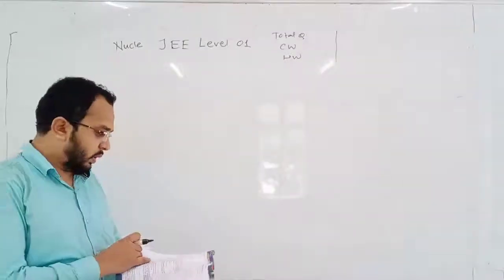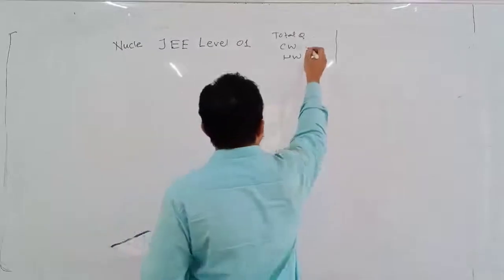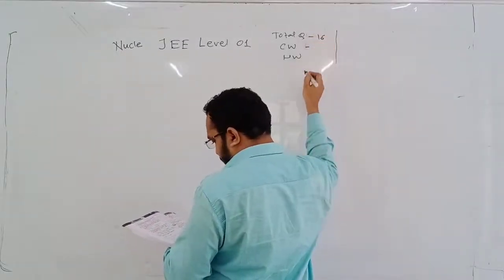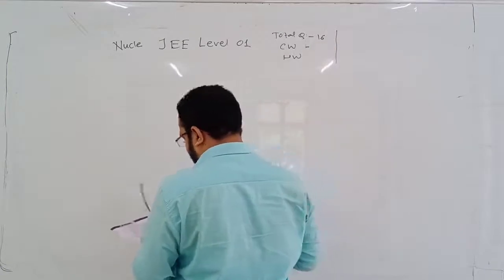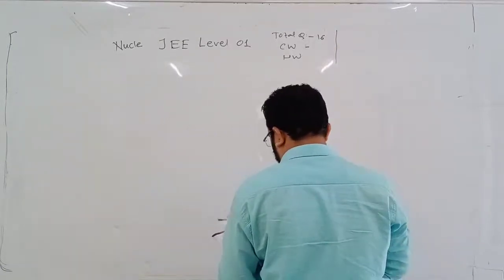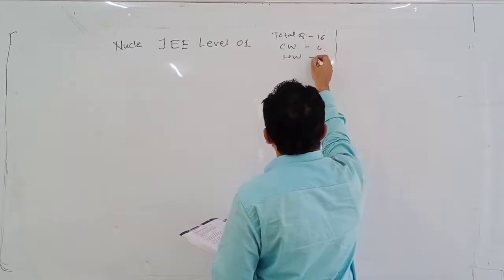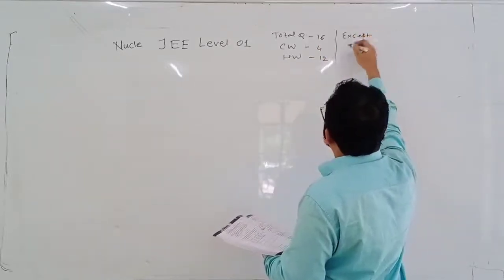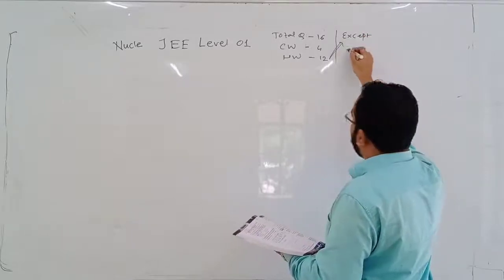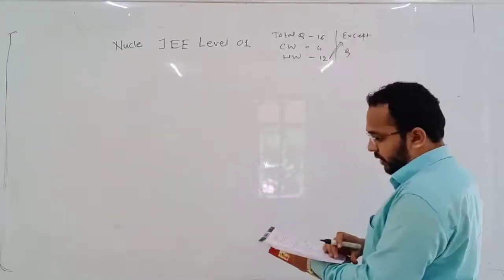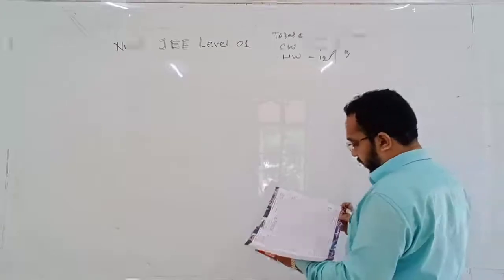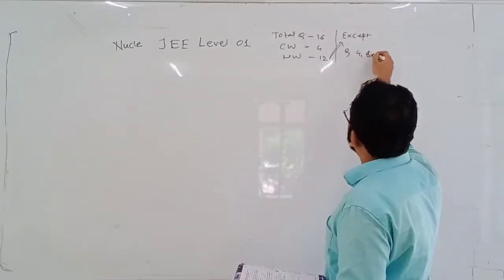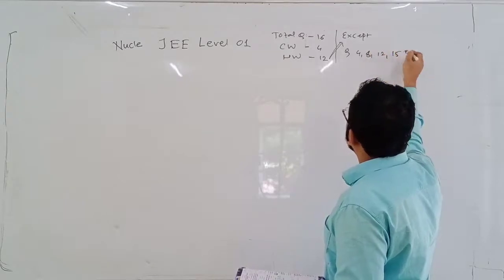Now in the homework there are 16 questions. Total 16 questions are there, out of which I am going to solve 1, 2, 3 and 4. For you there are 12 questions. So you solve the 12 questions except the questions I am going to mention here: 4, 8, 12 and 15.